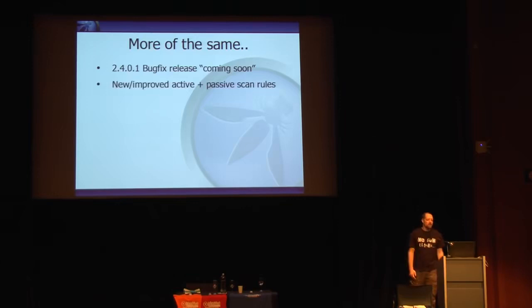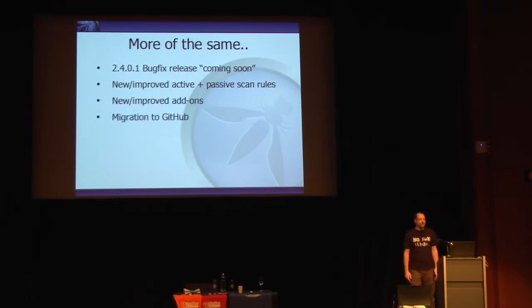Then we're going to have new improved active and passive scan rules. People are working on those. New and improved add-ons, there'll be some fun things coming along soon. We are migrating to GitHub. This is painful. We were on Google Code, which is shutting down. So we're going to be getting to GitHub, but that takes a while. We'll probably have to adopt a dependency management tool as well. So that's all well and good, but nothing too surprising.